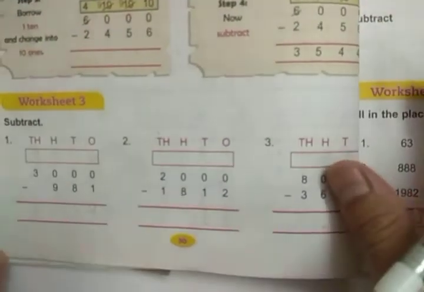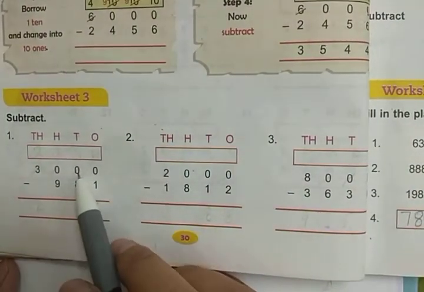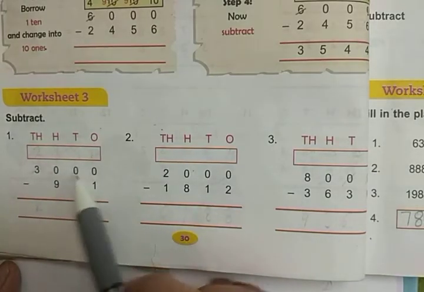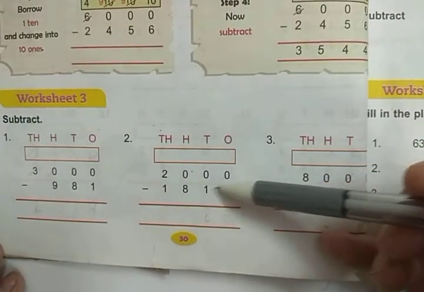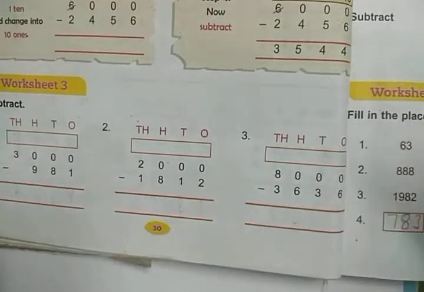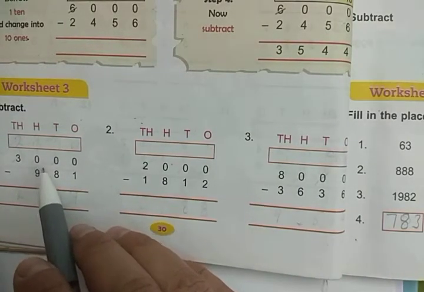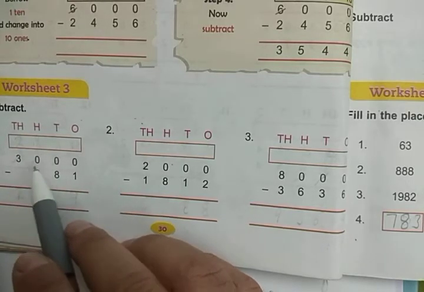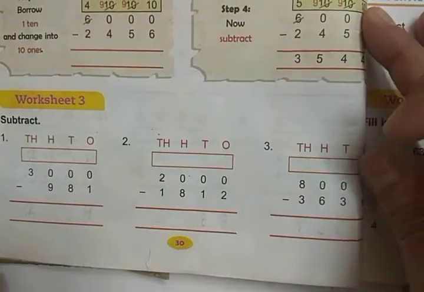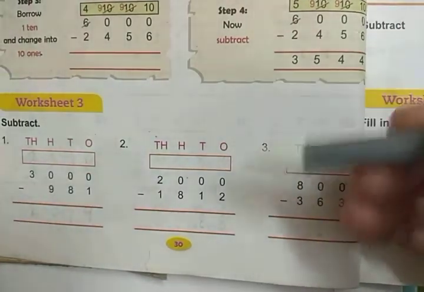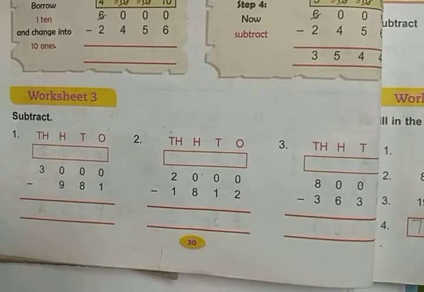Here we will learn how to subtract such type of numbers having more than 1 zero. For example, here 3,000 minus 981, 2,000 minus 1,812, here 8,000 minus 3,636. Now here the upper number has more than 1 zero together. How to solve these questions? It is a little bit confusing, so we have taken these questions separately. Start with worksheet number 3.